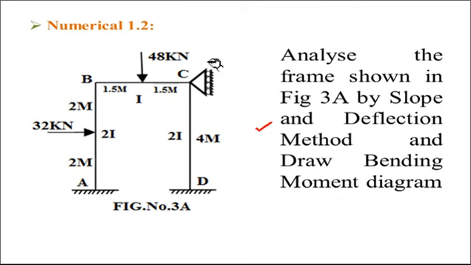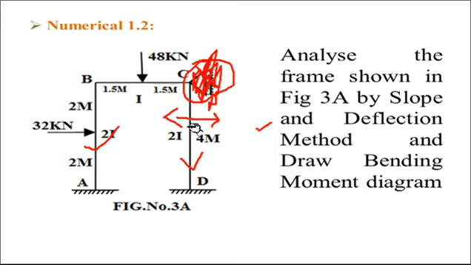Why non-sway? Because of this support, this column, there are two columns. This column will not move horizontally because of the presence of this support. So because of this, this is a non-sway frame. Now if this support is not there, what happens? This will get converted into a sway frame because this load will move your frame horizontally and your column will sway like this. So sway will be available there.